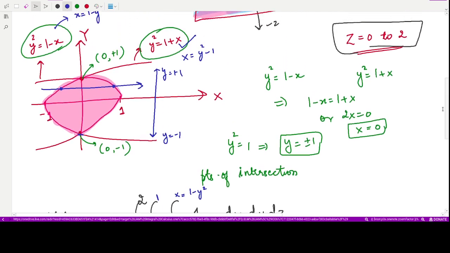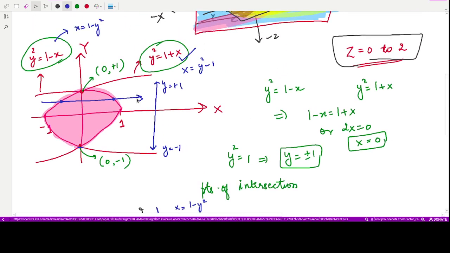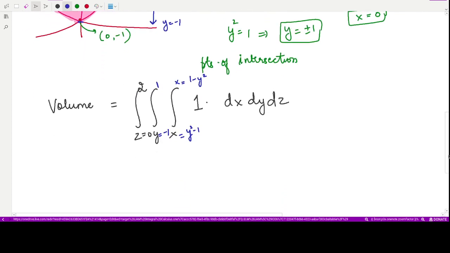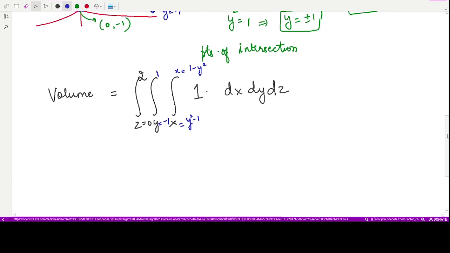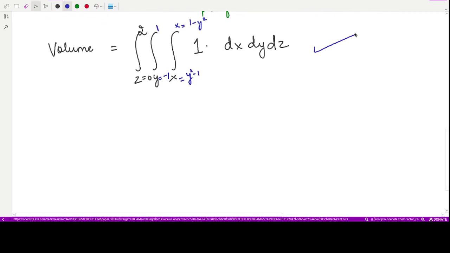Now in this question I have taken this horizontal limit. You may also go for the vertical line, and then you will first write the limits for y and then for x. There is no harm in doing that. You may also proceed with that method. Now you have this expression. The task next is just to solve this particular triple integration, which is very simple.